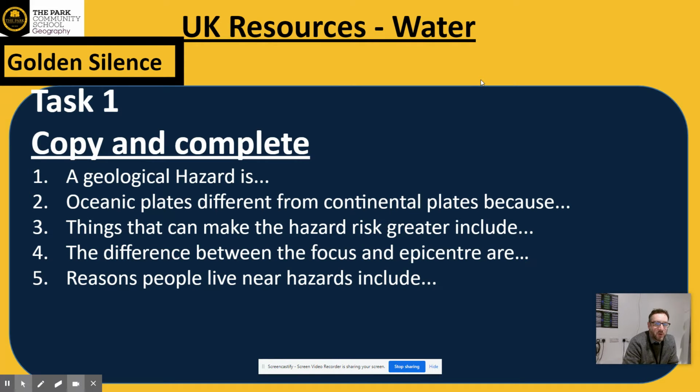Okay, so we're looking at resources. In this section we're looking at water. To start with, in your Google Classroom you'll have this slide presentation, but you also have your Google document to complete, and I'd like you to make sure that you change the colour of fonts to purple when you are improving answers.